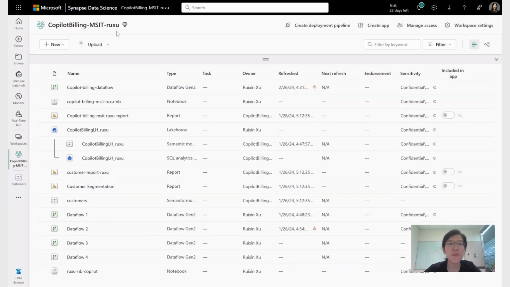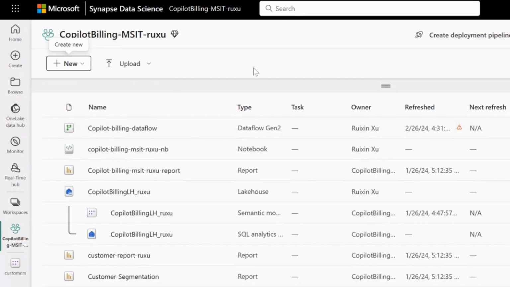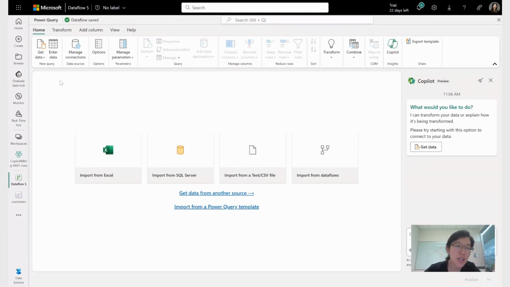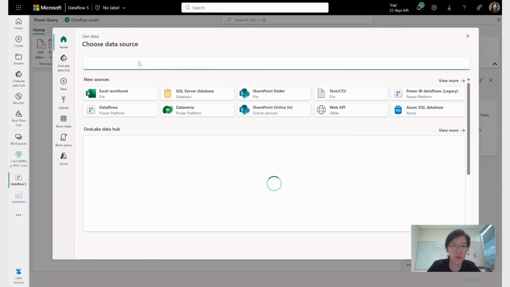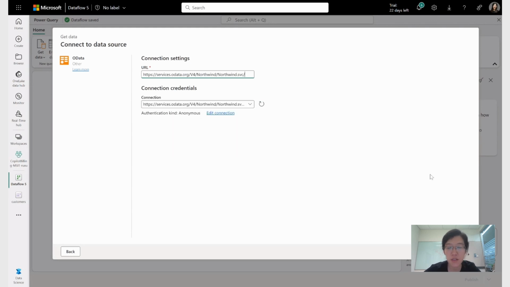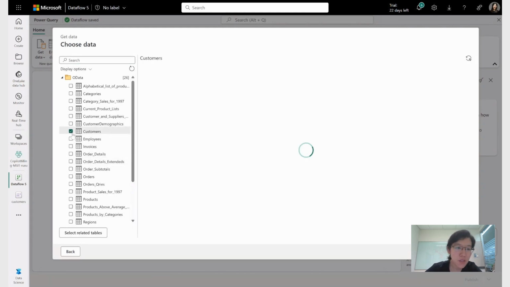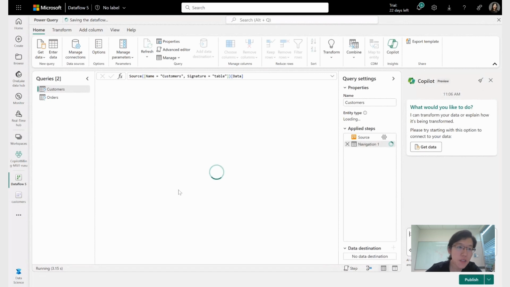Here is my Fabric workspace. First of all, let me create a new Dataflow Gen2. In the dataflow, you can see that once I open it, the Copilot is showing up here. First thing, let me get some data. Click this Get Data button, and let me type OData. Paste the URL here. I will select the customers and also related tables and create here, loading it into my dataflow. I have the customers and the orders loaded here.